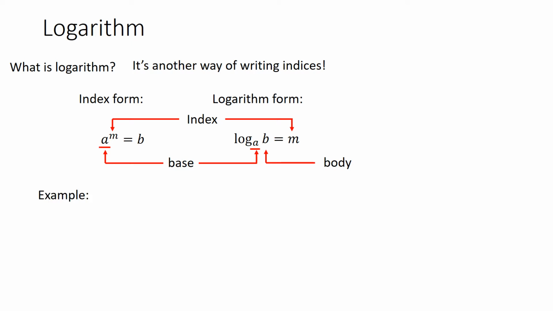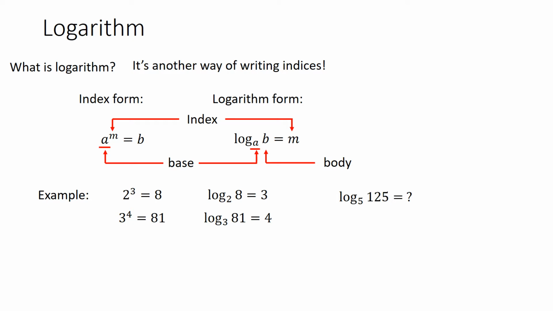Let's look at a few examples. 2 to the power of 3 equals 8. When we write it in logarithm form, it becomes log base 2 of 8 equals 3. Next, 3 to the power of 4 equals 81. So, in logarithm form, it becomes log base 3 of 81 equals 4.